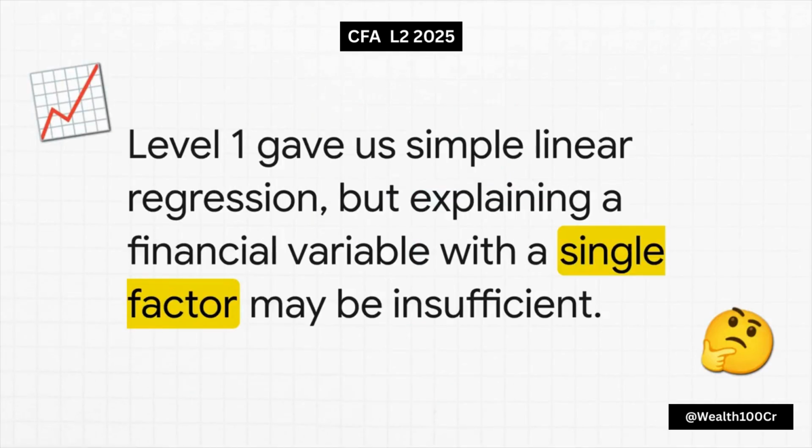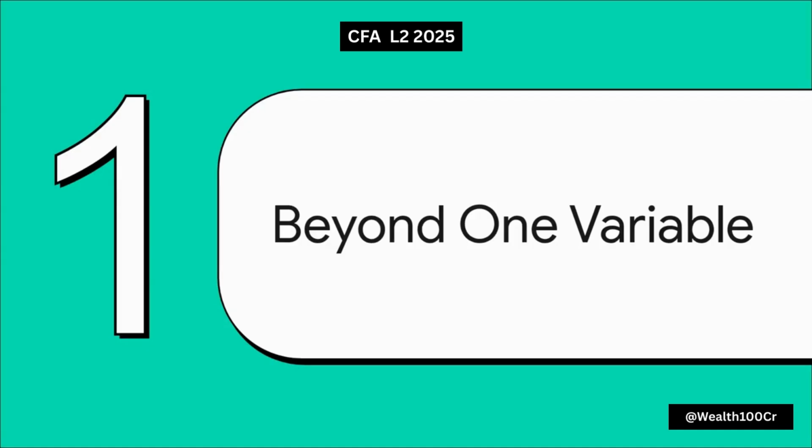And yeah, Level 1 gave us simple linear regression, which was a great starting point. But honestly, it's like trying to navigate a huge complex city with a compass that only points north. The real world has inputs coming from every direction, and if you're only looking at one, you're going to get blindsided. So this is where Level 2 really steps up. It gives us the tools to move beyond that single, simple explanation and build a framework that can actually handle the beautiful messiness of financial markets.